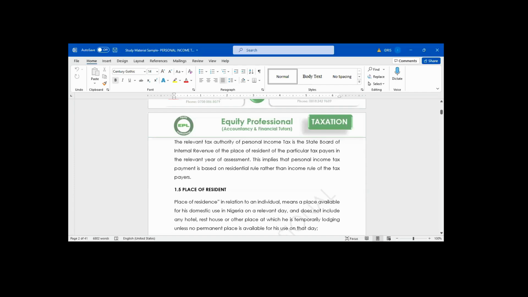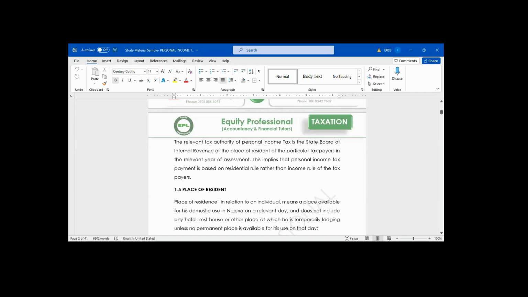The only way we can say a hotel, rest house, or temporary lodging is your place of residence is when you don't have a permanent place on the day when you are assessed to tax. Take for instance somebody that is just coming from abroad. Maybe that person has lived outside the country for like 10 years and wants to relocate back to Nigeria. The first time of coming, he has to rent a hotel where he's going to stay for a while before he stabilizes himself.